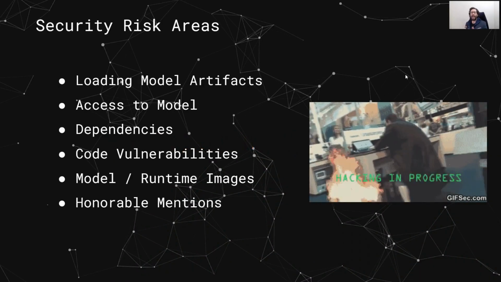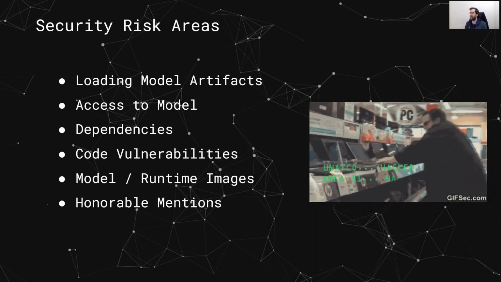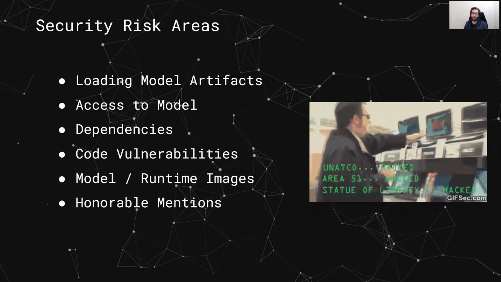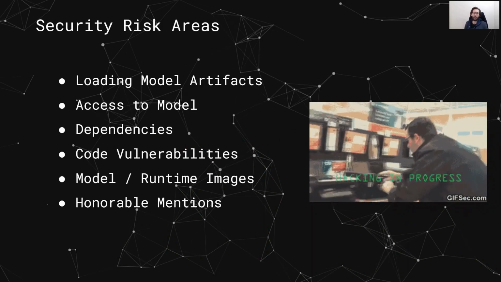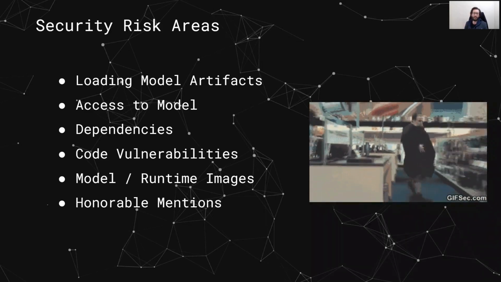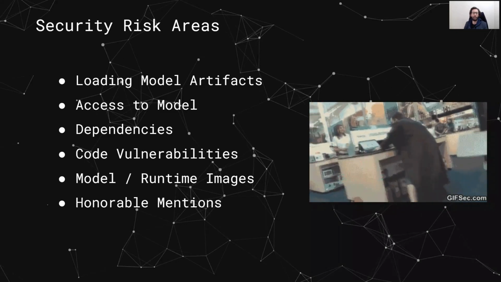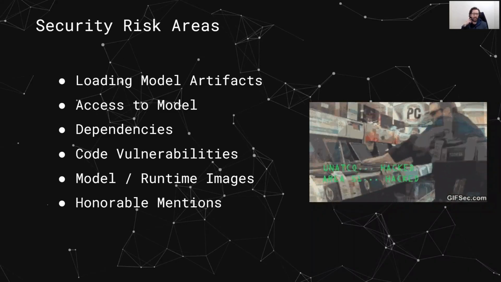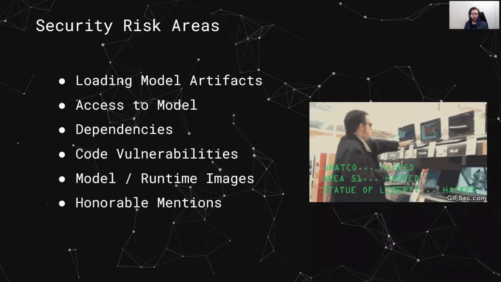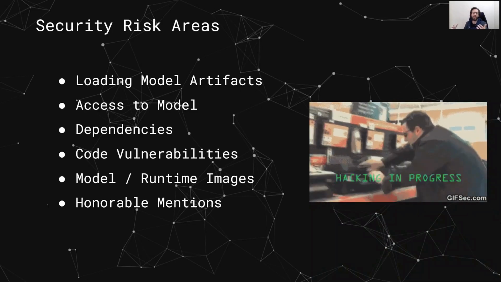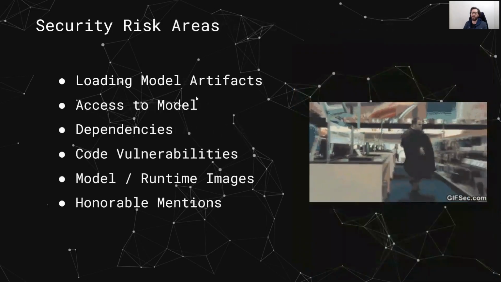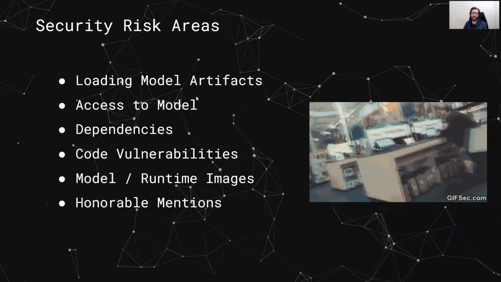Now let's have a look at the security risks that we're going to try to exploit today. The first one is going to be on loading model artifacts, then unrestricted access to the model, the vulnerabilities in the dependencies, the code, and the runtime, and then some honorable mentions that we won't have time to cover fully in detail.